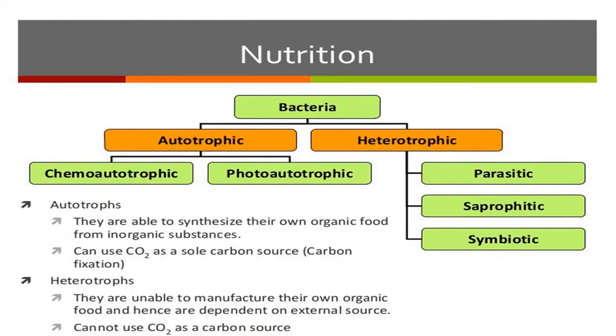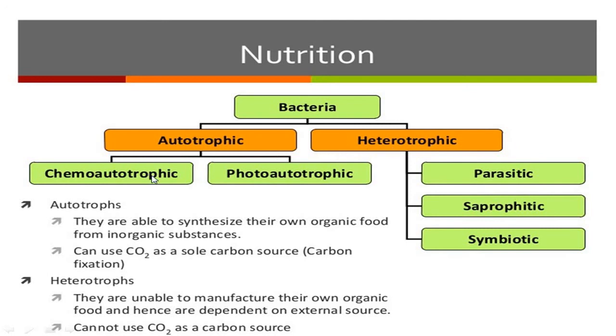Now the nutrition. Bacteria are also classified on the basis of method of obtaining energy and carbon. They may be heterotrophic, which make their organic compounds from other organic sources or compounds, or they may be autotrophic, which make their organic compounds from inorganic sources like carbon dioxide. As you can see in this figure, they are autotrophic and heterotrophic.